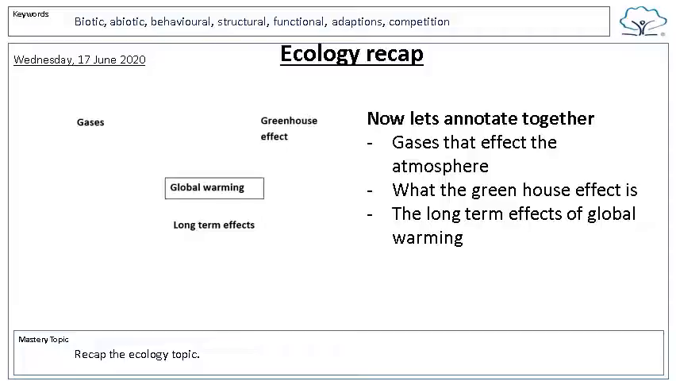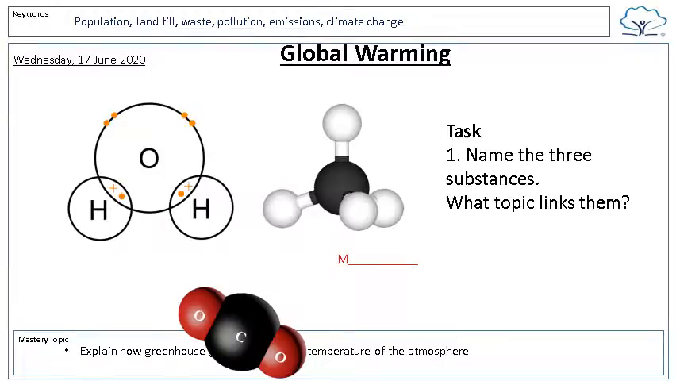Now let's annotate them together. Try using a different colour pen so you can recognise what has come from improvements and what you knew at first. So your first question, we're talking about naming the substances. So we've got 3 substances, and I've got the molecular representations of them here. So have a go at telling me what the 3 greenhouse gases are.